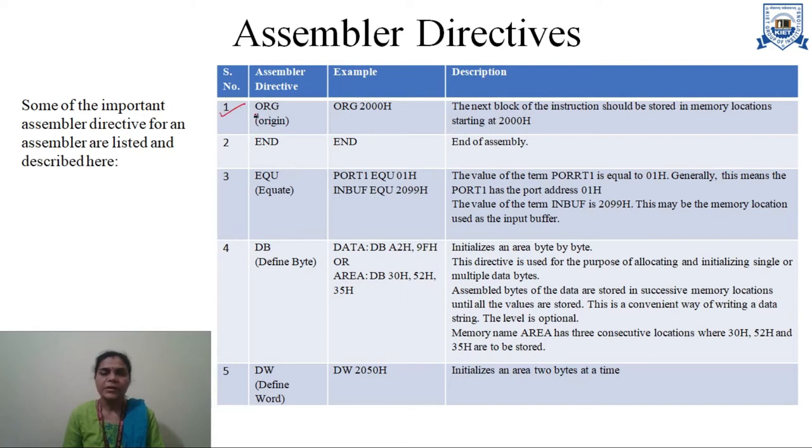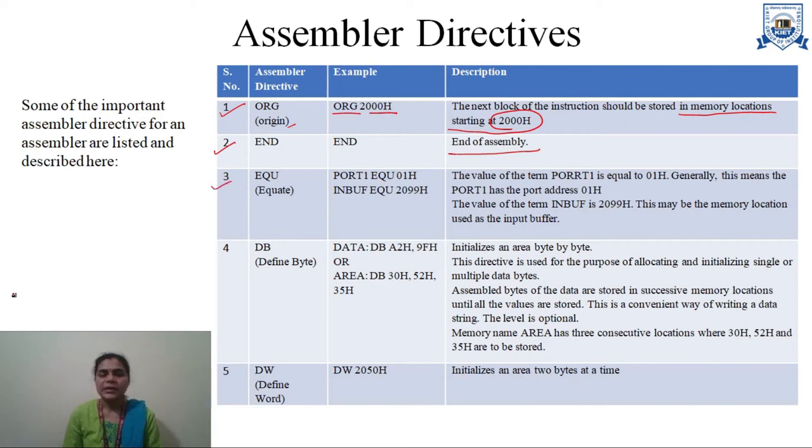First is ORG, which is related to origin. So ORG, and then we mention some address. This assembler directive defines that the next block of instructions should be stored in memory starting at the mentioned address. Second is END. This assembler directive shows the end of the assembly program.